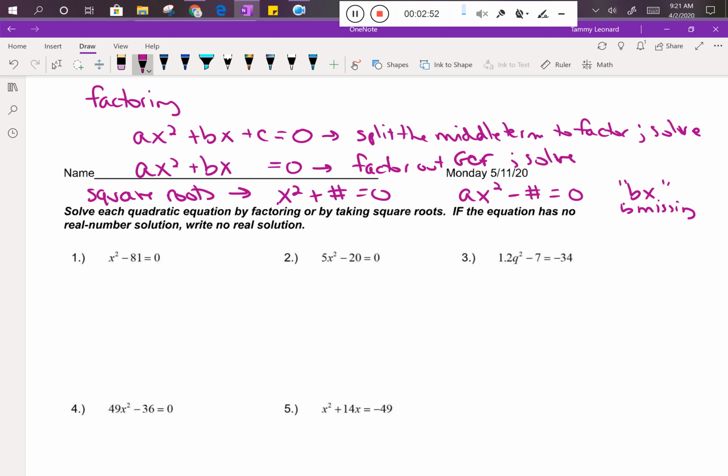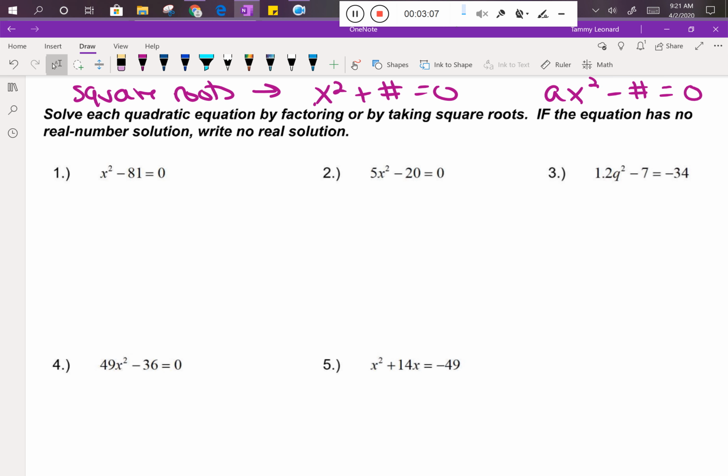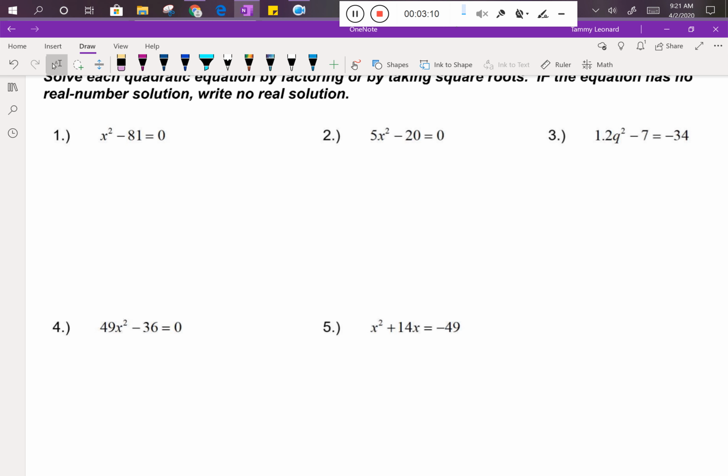So that's what we want to keep in the back of our minds as we take a look at some of the problems on here and decide which method to use. So the first thing we're going to do is make that decision for each problem. And then we'll do some of them together and you'll do some of them on your own. All right, let's look at number 1. Notice that's got an x squared and a number, but no bx term. So this is one that would be great for solving by square roots.